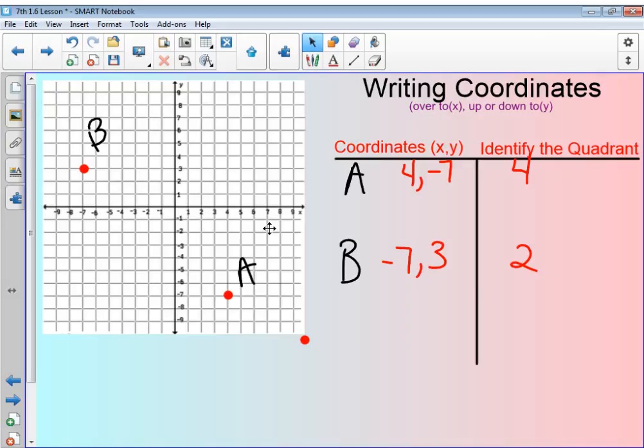Okay, so you should have gotten for A, over to 4 down to -7, and that was in quadrant 4. And then for B, over to -7 up to +3, and that was in quadrant 2. Good luck with this part of the lesson.